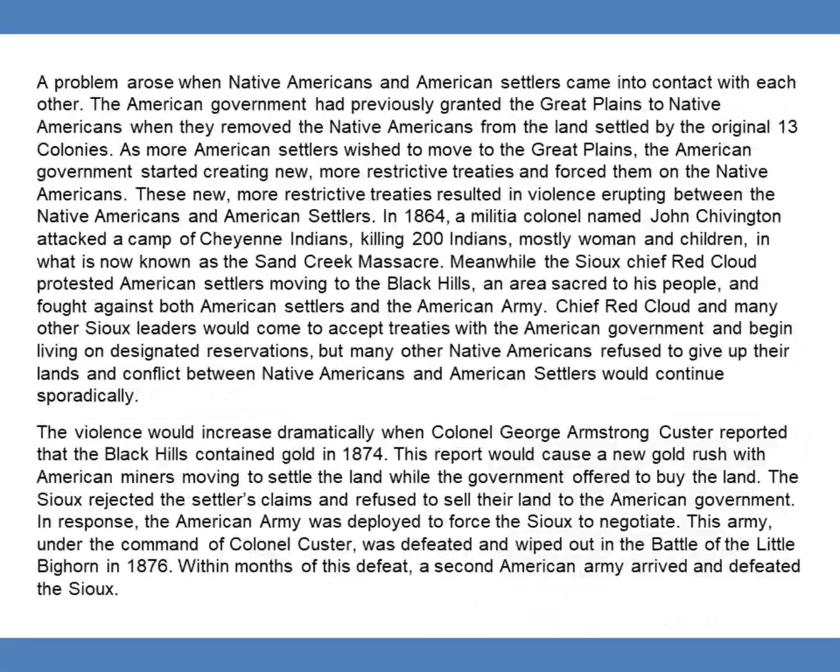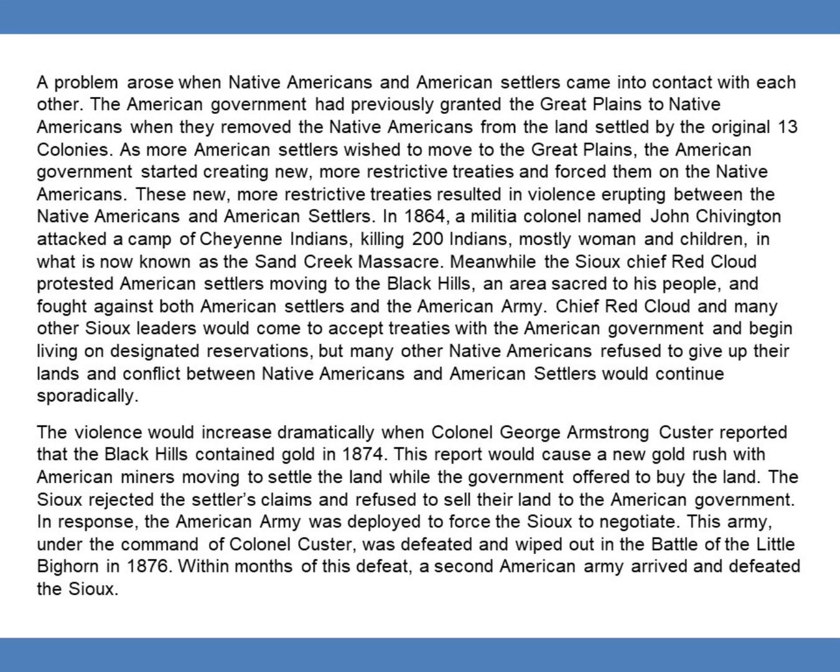A problem arose when Native Americans and American settlers came into contact with each other. The American government had previously granted the Great Plains to Native Americans when they removed the Native Americans from the land settled by the original 13 colonies. As more American settlers wished to move to the Great Plains, the American government started creating new, more restrictive treaties and forced them onto the Native Americans. These new, more restrictive treaties resulted in violence erupting between the Native Americans and American settlers.